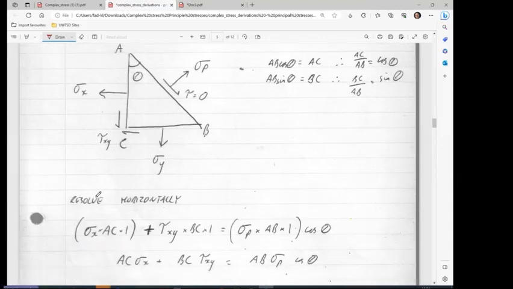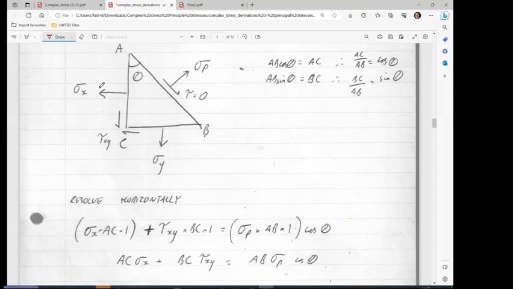What I've then shown here in these notes is, okay, one example, I can work out what it is if I resolve it horizontally. So if I'm resolving this horizontally, sigma y has no horizontal component, so therefore that's not going to appear in my final equation. So I only need to consider these terms here: sigma x, tau xy, and sigma p.